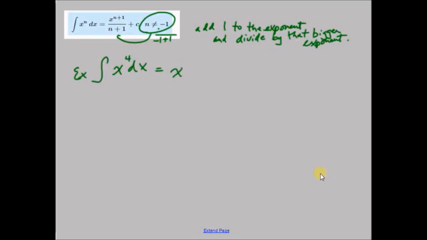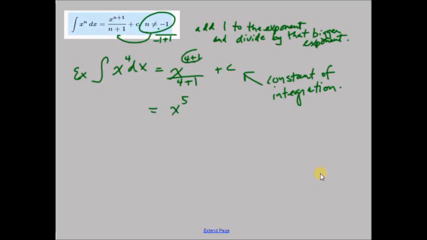We take x, 4 is our n, add 1 to it, and divide by this bigger exponent, so 5, or 4 plus 1 if you want to write it that way. And then our constant, called the constant of integration, by the way, we need that at the end to represent some other number. We don't know what that number is, like I showed in the previous slide. Simplifying this, x to the power of 5 divided by 5 plus c, or 1/5 x to the power of 5 plus c.